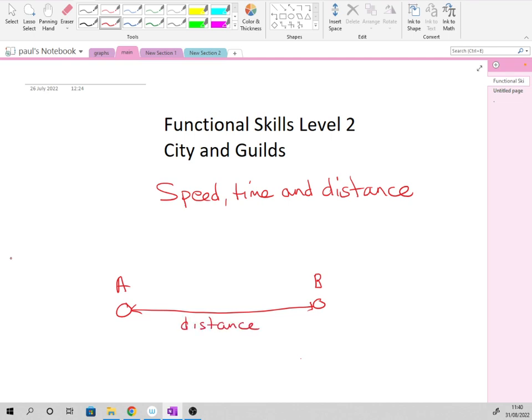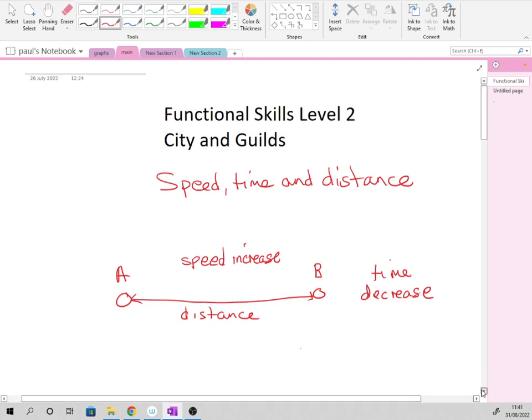Now, if we travel from town A to town B at a certain speed, we will achieve that travel in a certain time. Now, if our speed increases, then the time will decrease. Yeah, the faster we go, the quicker we'll get there. So, consequently, the slower we go, the longer it will take to get there.